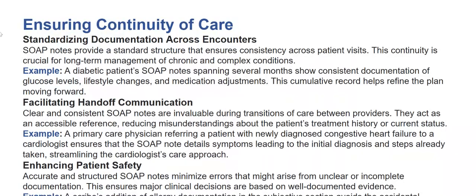Ensuring continuity of care. Standardizing documentation across encounters. SOAP notes provide a standard structure that ensures consistency across patient visits. This continuity is crucial for long-term management of chronic and complex conditions. Example, diabetic patients' SOAP notes spanning several months show consistent documentation of glucose levels, lifestyle changes, and medication adjustments. This cumulative record helps refine the plan moving forward.